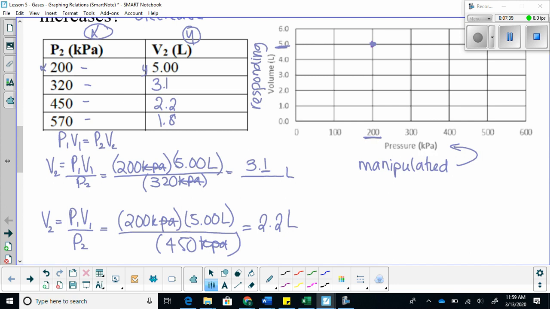Okay, let's do the second one. 320, and I'm going to say is around here. And 3.1 is going to be slightly above that 3 line, so it's going to be about there. Take a moment, plot those points up on your own, and then we'll come back. Okay, so once you plot the points, this is what you will have.